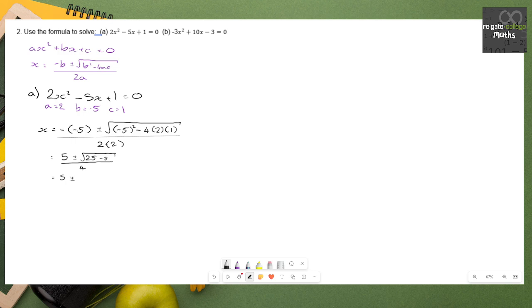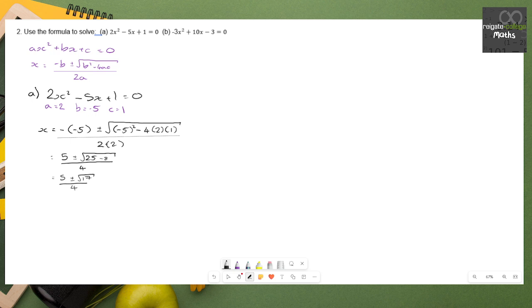So 5 plus or minus root 17 over 4. You don't need to write it as two separate expressions unless you're told to. If you're told to give this in a specific form, then do that. But otherwise, this is sufficient for the answer. What you shouldn't do is give this as a decimal.